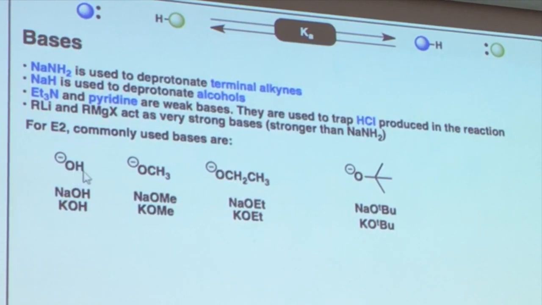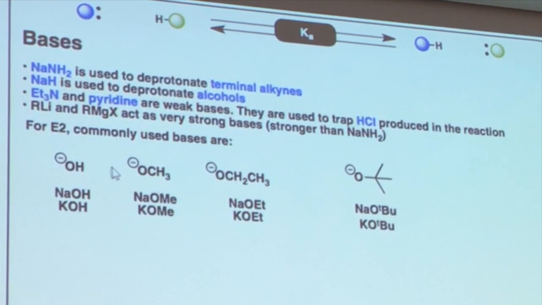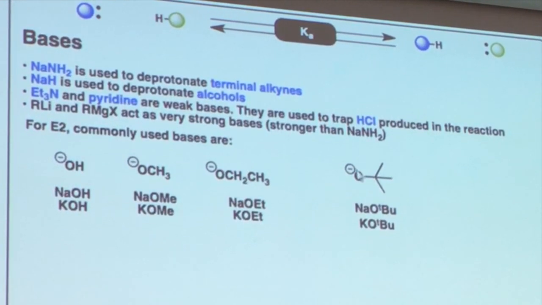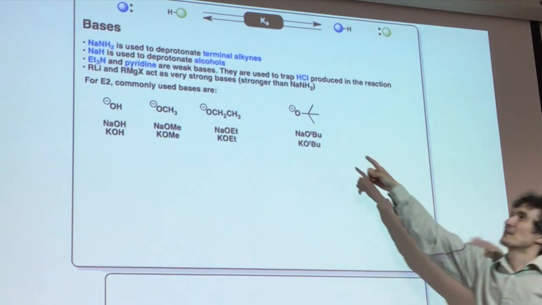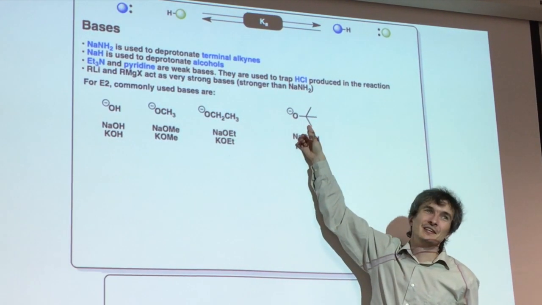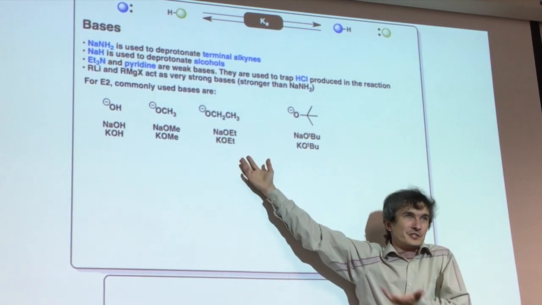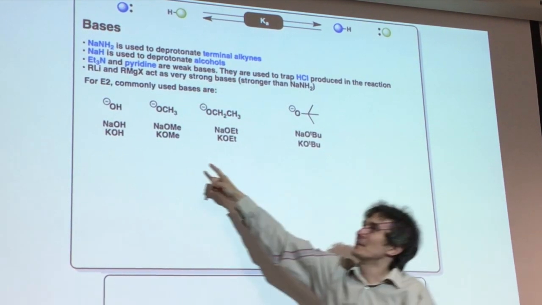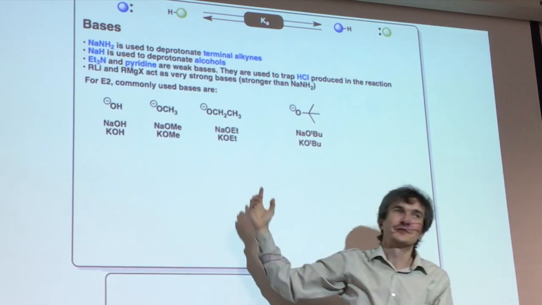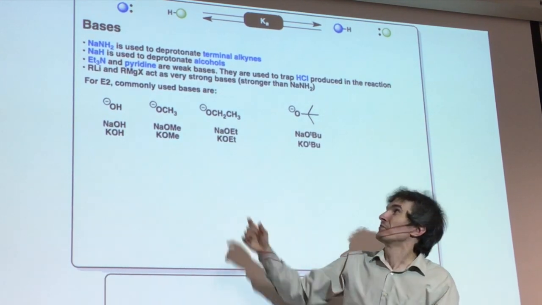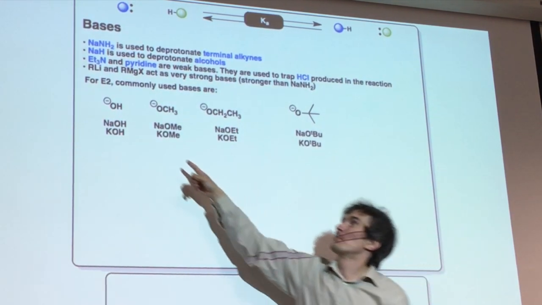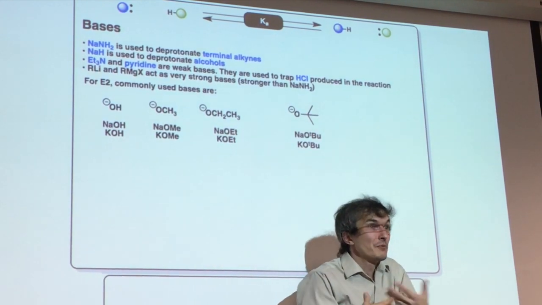For elimination, these are the ones that you use in the course. OH minus, or methyl minus, or ethyl minus, tert-butoxide. They're so similar to one another. This one kind of stands out because that's very crowded. But these ones, there's basically no difference between them. They're about equal strengths. And yes, in real life, whether it's sodium or potassium counterion, that doesn't matter. So if you take sodium methoxide or potassium methoxide, they will react the same.